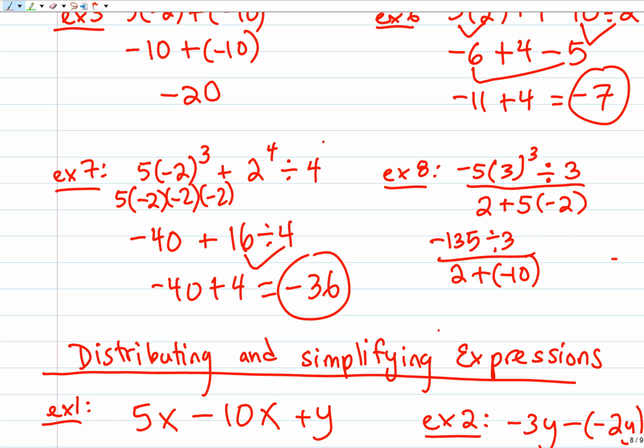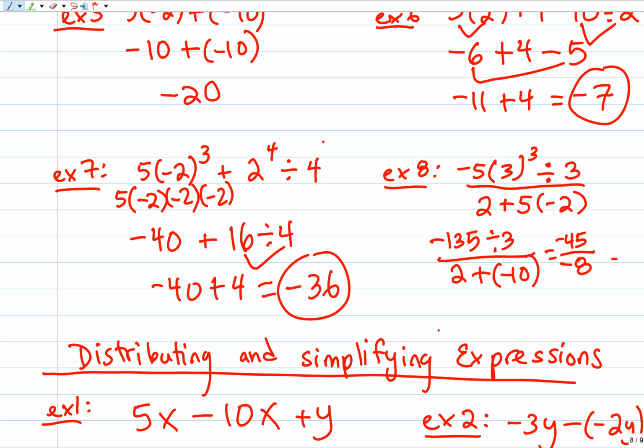Can I do anything more to the top? Negative 135 divided by 3 should be negative over 2 plus negative 10. Can I divide that 8 into the 45? It doesn't go in evenly. So is that my answer? Do I circle it? No.